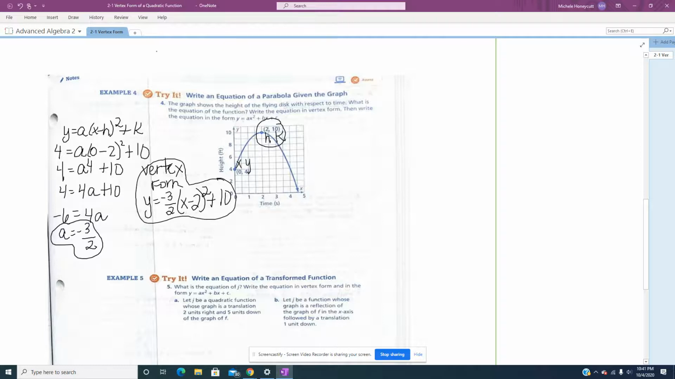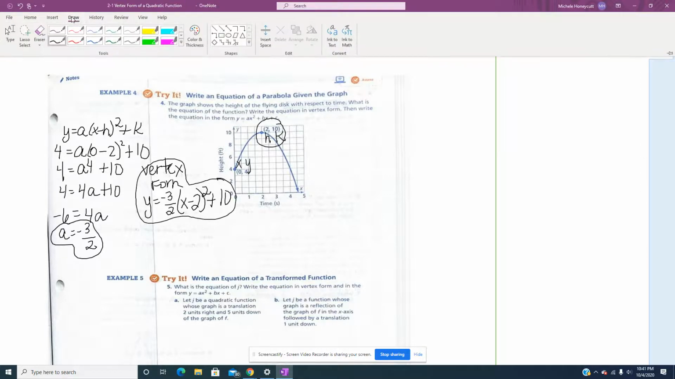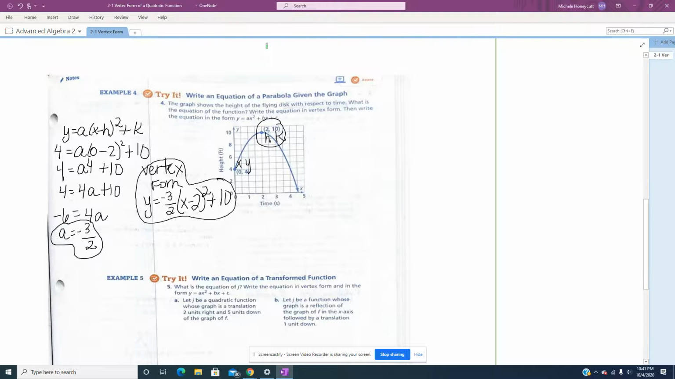But also notice that in this problem, they're asking us to write the equation in the form y equals ax squared plus bx plus c. Now that form is called standard form, which you'll work on a little bit more next section, but this is a preview. So that's standard form. And so to transfer to standard form, you'll need to do the algebra.